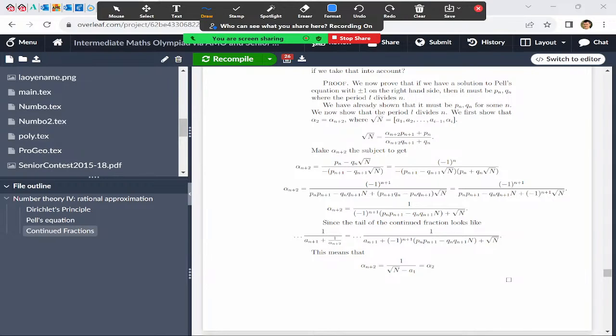Yeah, and there's not always a solution when it's -1. Okay, so even when capital N equals 3, there's no solution to the -1 case. There's always a solution to it.